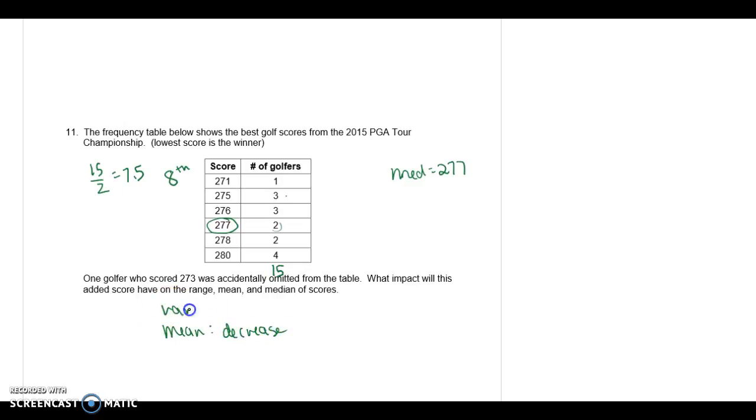The range, I didn't add anything to the highest number. I didn't take anything away from the lowest number. 273 fits inside of there. So the range is the same, unchanged.